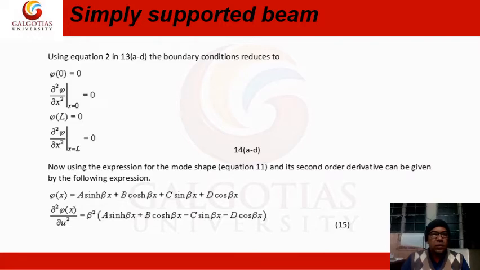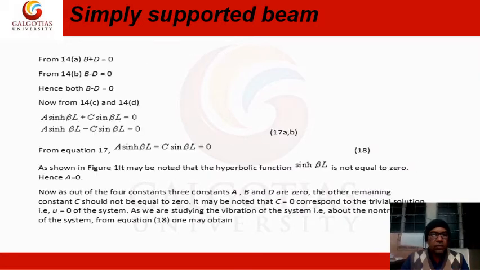So now, using the expression for the mode shape, equation 11 and its second order derivatives can be written by the following expression, in terms of the hyperbolic cosine function and the cosine function. The hyperbolic and trigonometric sine and cosine functions will have imaginary and real parts, so that will give us another glimpse of how the complex number will be accommodated into the mechanical vibration, and to find the solution of that mechanical vibration.